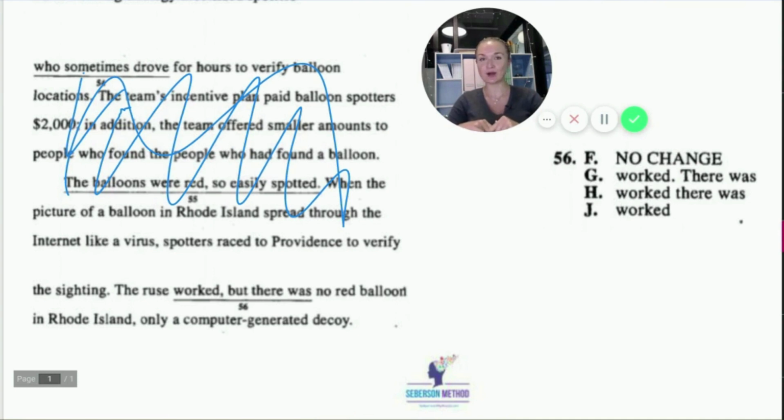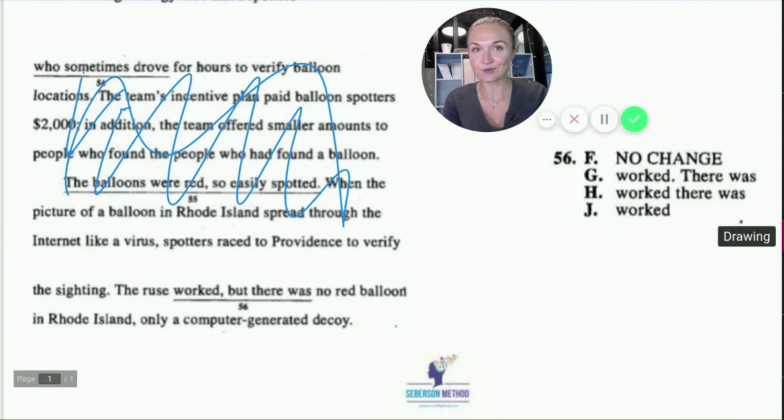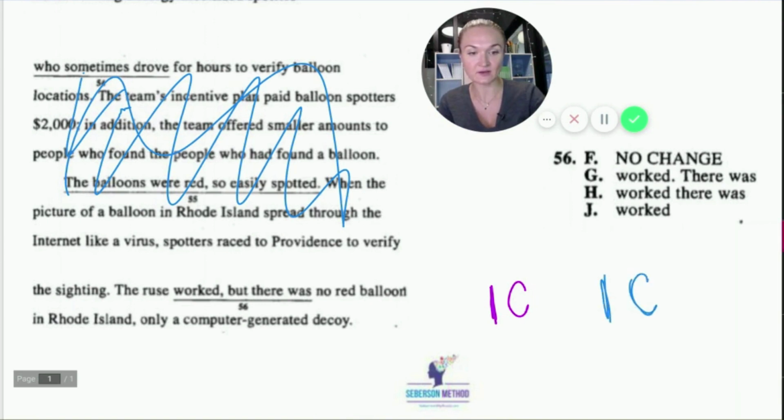Chances are you probably recognized that the first part of the sentence, the ruse worked, is an independent clause. The word ruse, for those of you who are non-native English-speaking chickens, means trick. The trick worked, that's an IC, independent clause, because it has the subject and the verb. And the second part, there was no red balloon in Rhode Island, is also an independent clause because there is a subject and the verb.